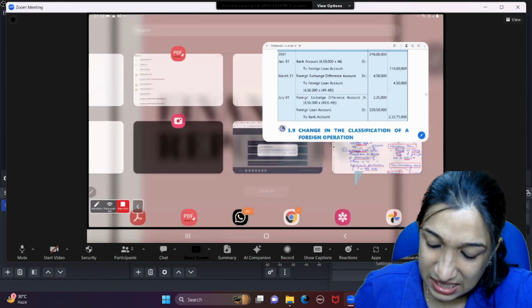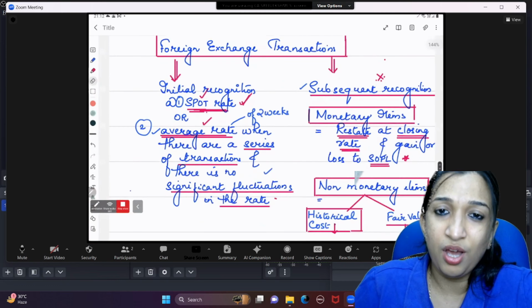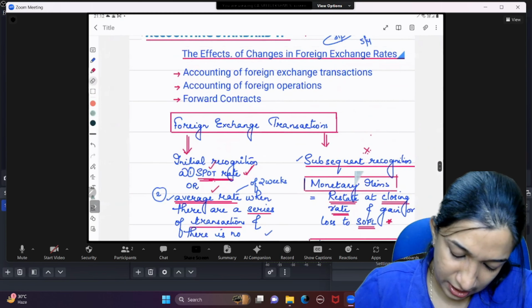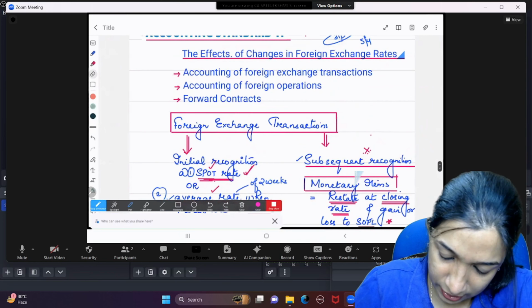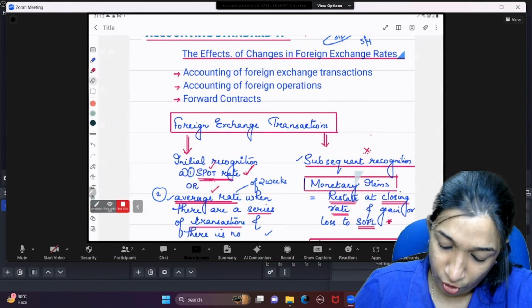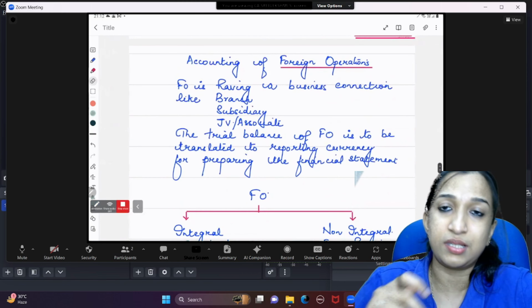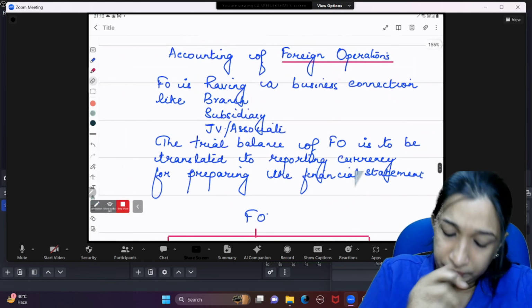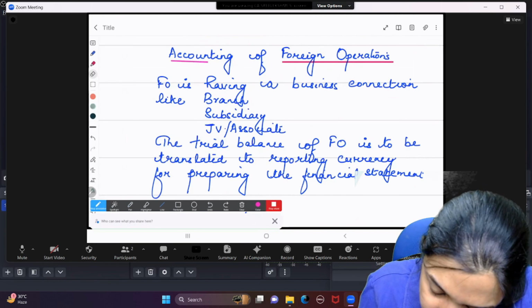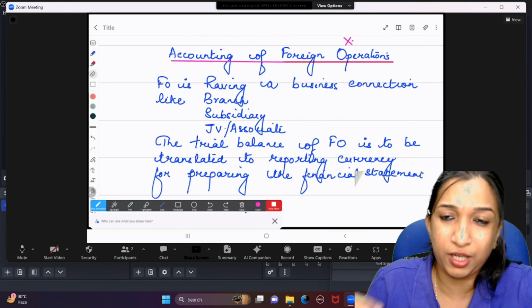So this is the first part. I'm closing foreign exchange transactions. So foreign exchange transactions. Okay. So what is the second one? Foreign operations. What do you have to say about foreign operations? What do you understand by foreign operation? Accounting of foreign operation.